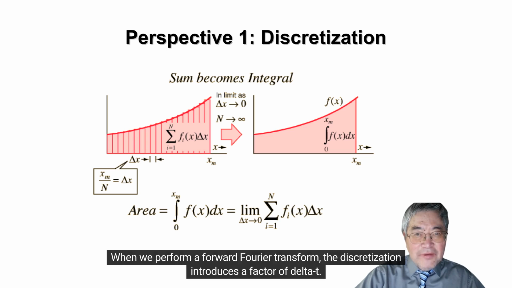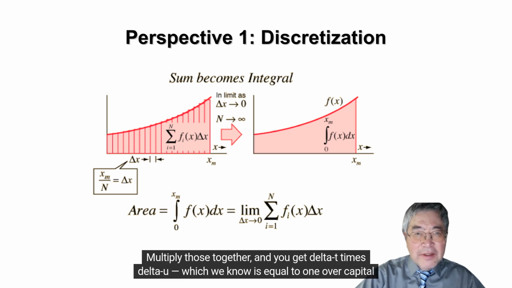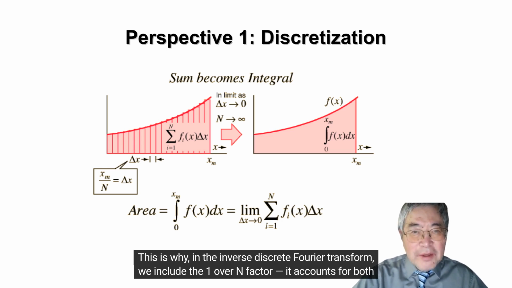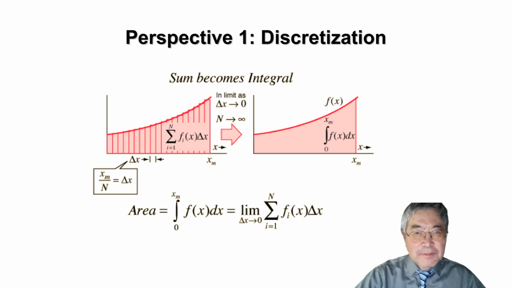When we perform a forward Fourier transform, the discretization introduces a factor of delta t. When we perform the inverse transform, the discretization introduces a factor of delta u. Multiply those together and you get delta t times delta u, which we know is equal to 1 over capital N. This is why in the inverse discrete Fourier transform we include the 1 over N factor. It accounts for both steps of discretization, first in time, then in frequency.